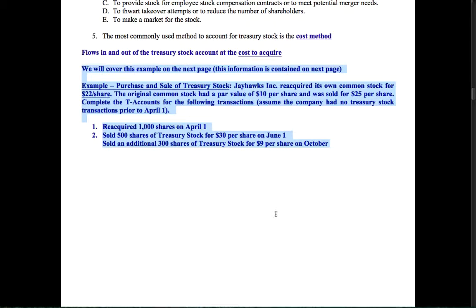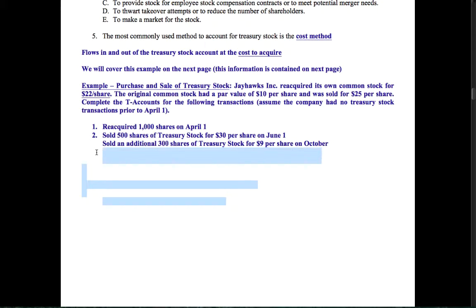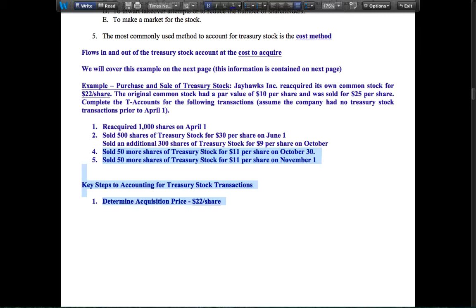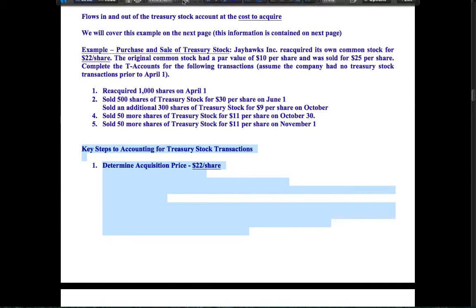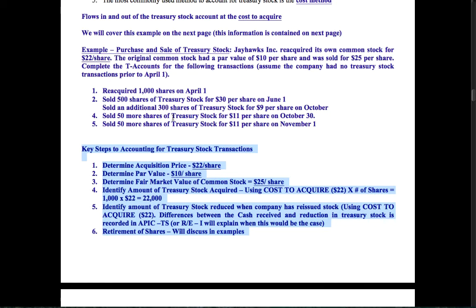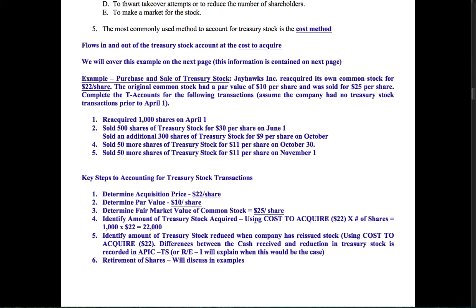Please do not write down this next little bit. You can if you would like. However, I would encourage you to wait until we look into the next section. You can write down this part at the bottom about key steps for accounting for treasury stock transactions, but all of this information is listed on the next page. So feel free to flip to that page and write down some of these notes alongside each of these items if you wish.